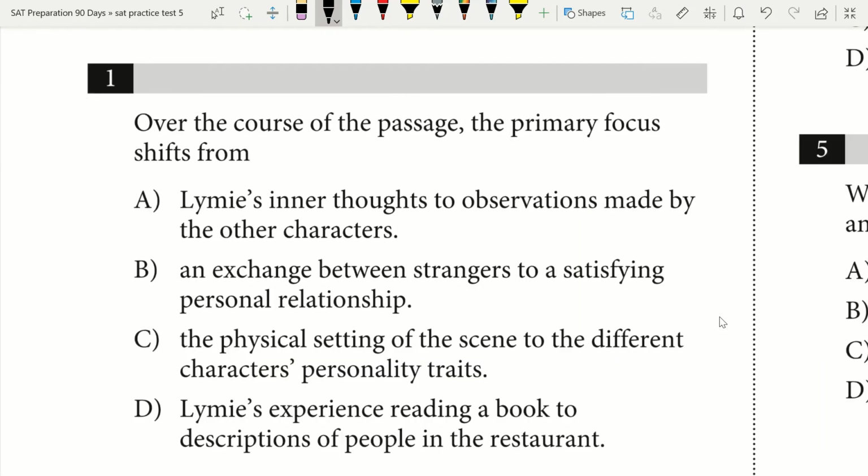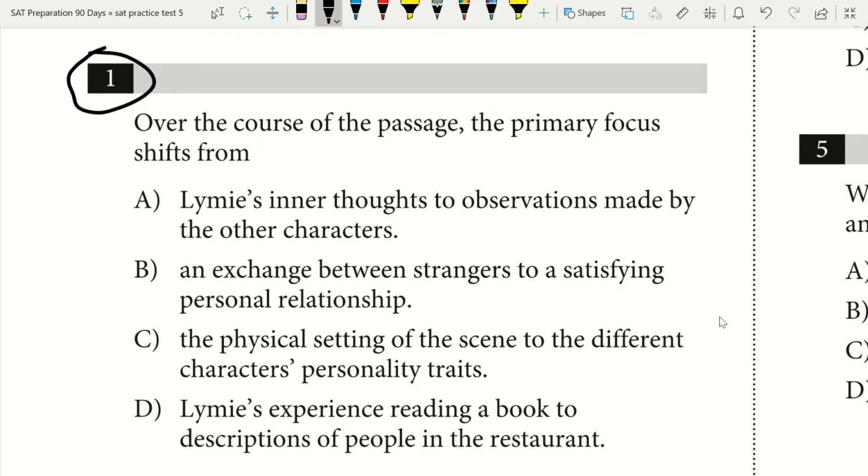Today I have an SAT reading tip and trick for you that deals with shifting focus over the course of a passage. To illustrate this tip and trick, I'm going to use question 1 and question 32 from SAT practice test 5. Question 1 comes from a passage describing a young boy's dining experience as he reads a book and then awaits the entrance of his father, and then eventually his father comes into the restaurant and sits with him and dines. So over the course of the passage, the primary focus shifts from what?